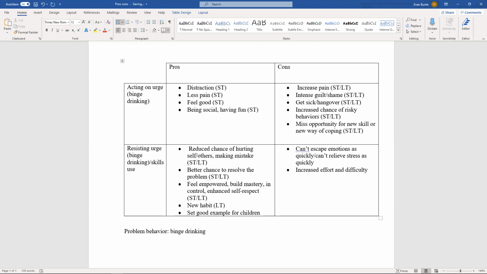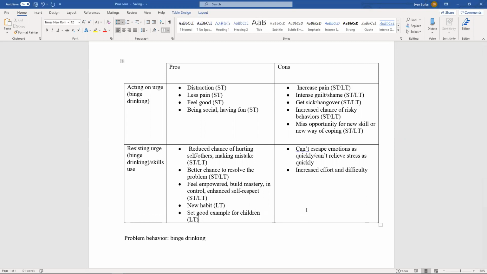Okay. Setting a good example for your kids. I would say that's certainly a long-term effect, right? So you're essentially setting them up for success by modeling effective ways to problem solve. So we know that kids are like little sponges and pick up on a lot more than we might think. Let's say maybe going out and binge drinking. You're modeling that this is how people handle their problems, right? By avoiding. I'm gonna put long-term there.